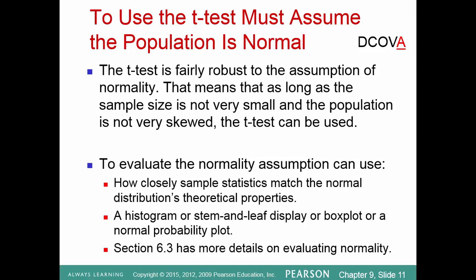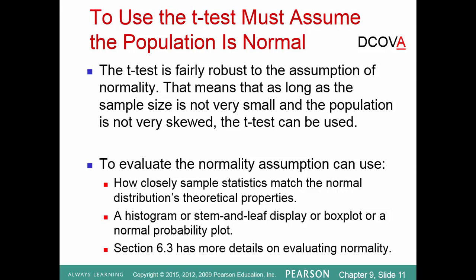Again, there is an assumption when we do a t-test. We have to assume that the population is normally distributed. But the t-test is fairly robust to this assumption. That means as long as the sample size is not very small, and if the population is not highly skewed, the t-test can be used. So as a general guideline, if your sample size is 30 or more, you should be okay.